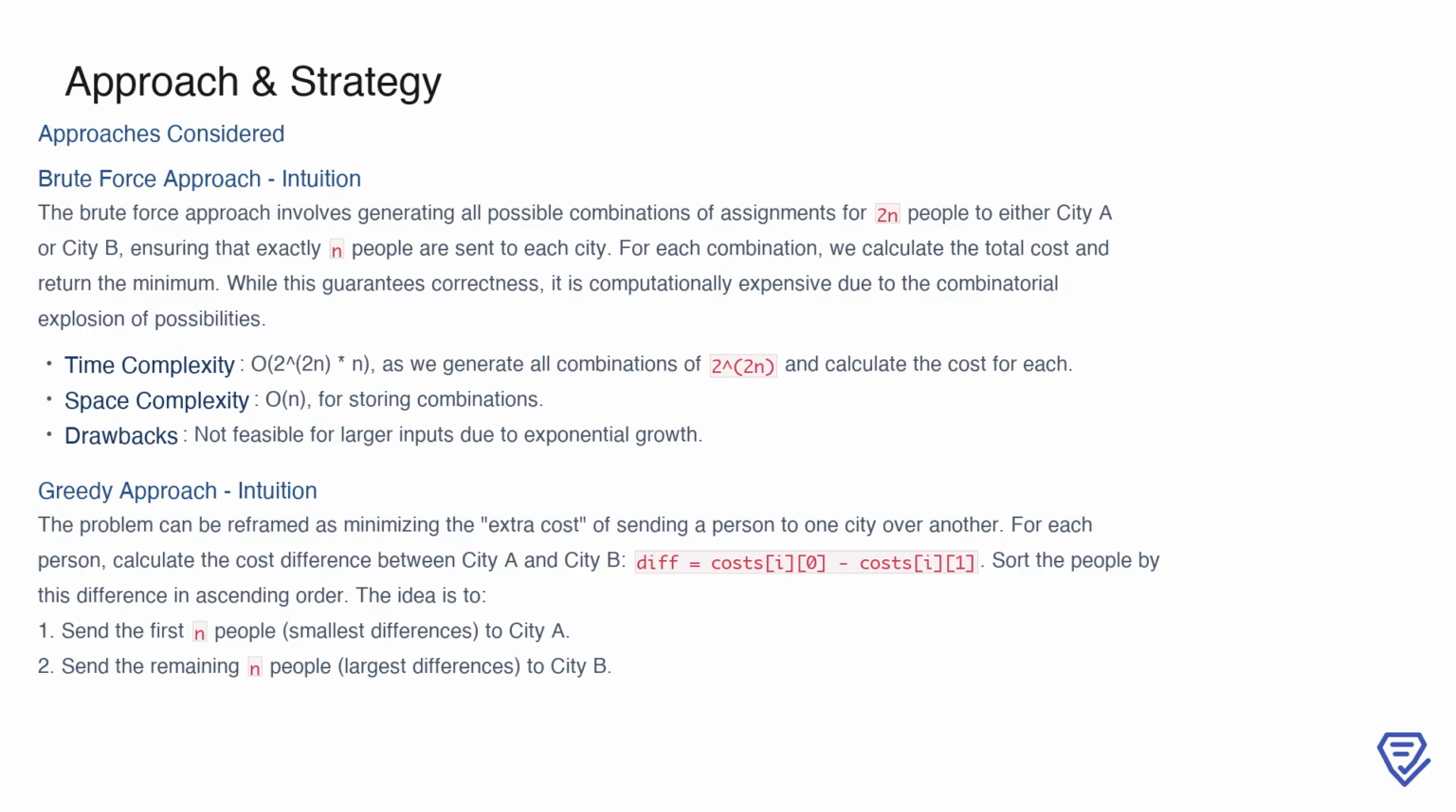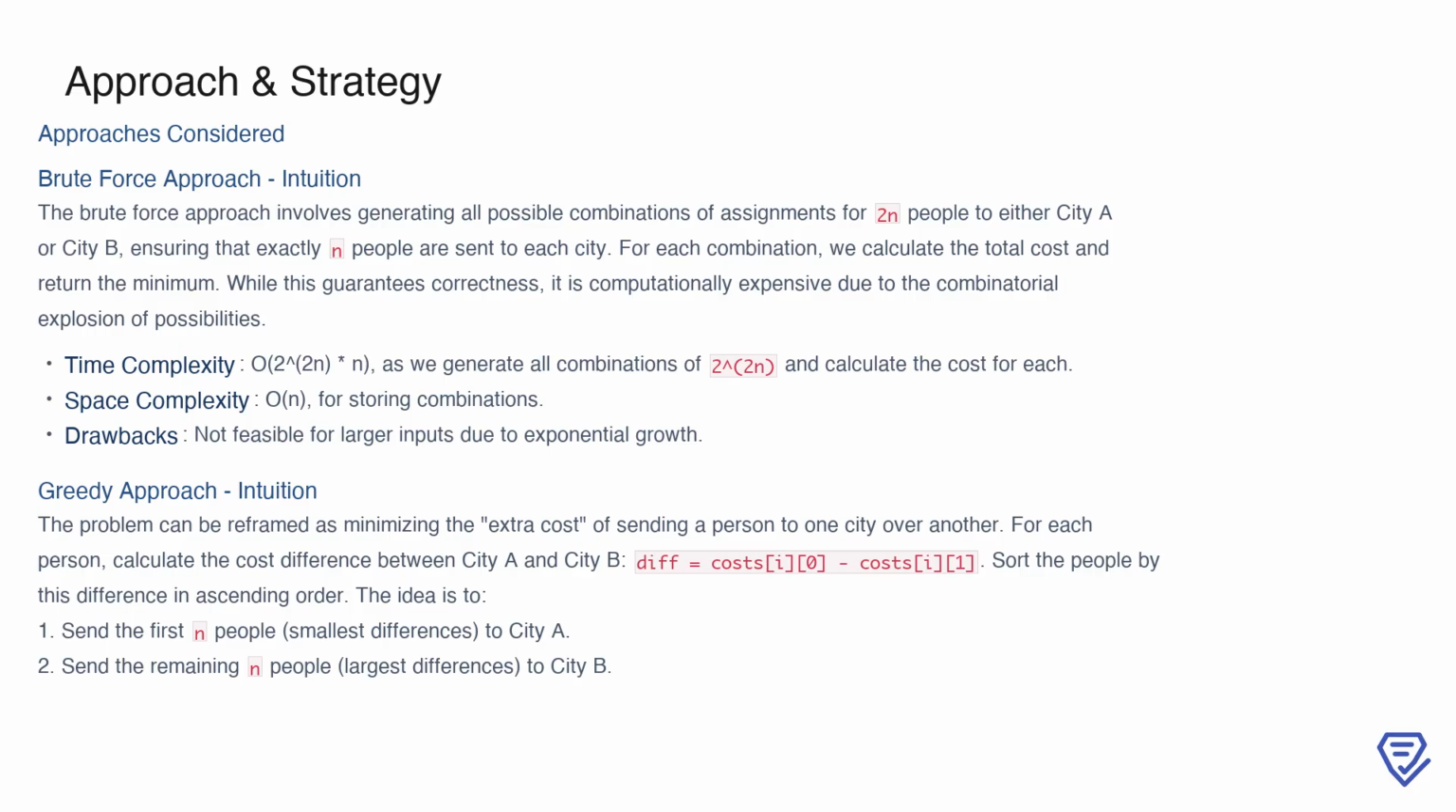However, the main drawback is that this approach is not practical for larger inputs due to the rapid growth in possibilities. Next, we consider a greedy approach. Instead of evaluating all combinations, we look at the cost difference for each person between going to city A or city B, calculated as diff = costs[i][0] - costs[i][1].